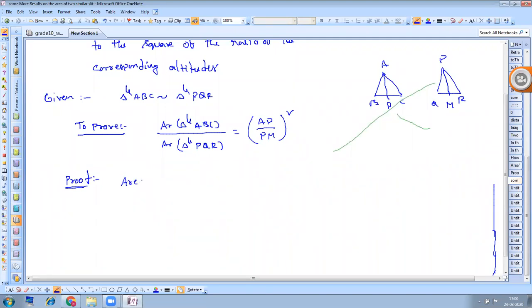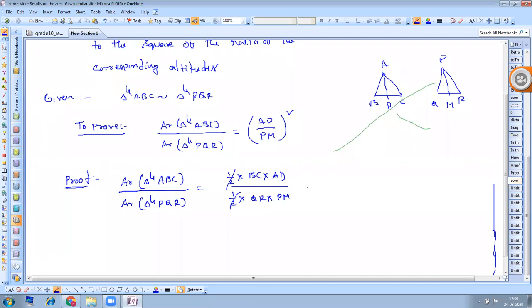Area of triangle ABC divided by area of triangle PQR will be equal to half into base BC into height AD, divided by half into base QR into height PM. So the halves cancel. From here, BC by QR into AD by PM.